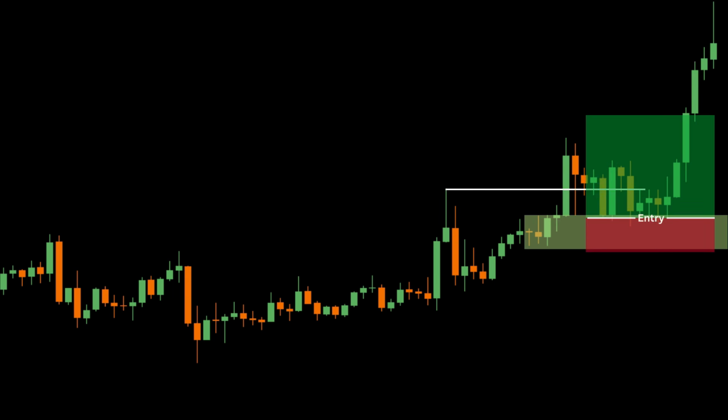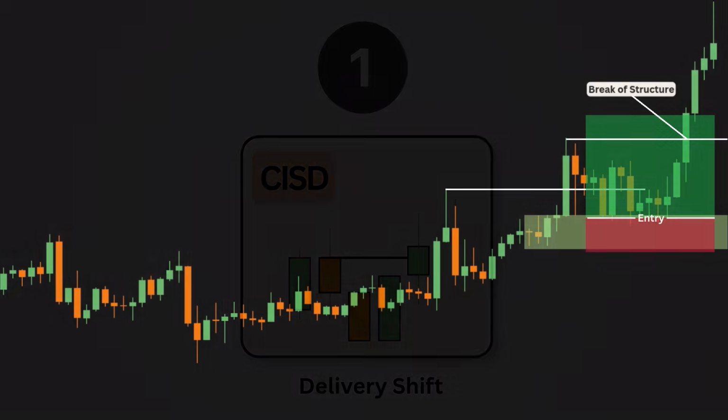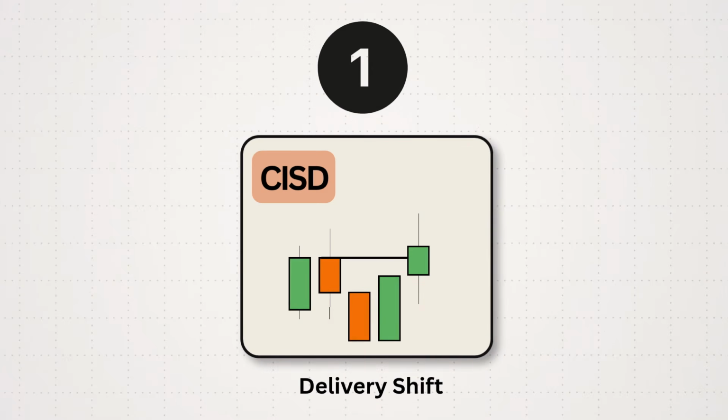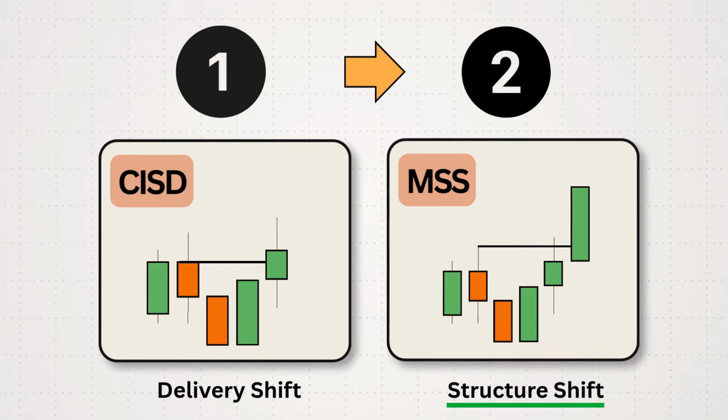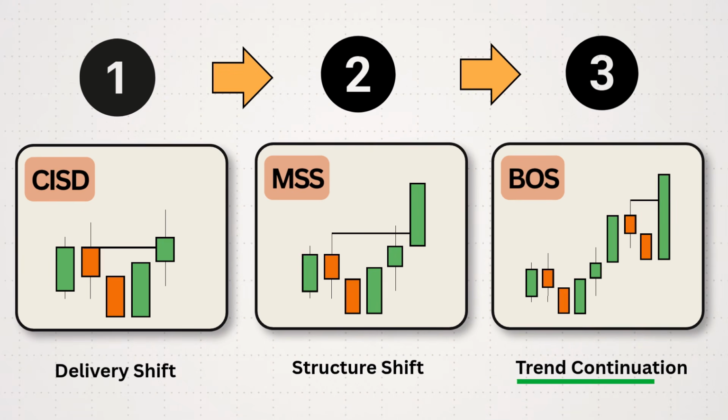And once again, price continues trending higher, and every time price successfully closes above a previous swing high with a candle body, that becomes another bullish BOS. So in many cases, the sequence looks something like this. First, we get the change in state of delivery, then the market structure shift confirmation, and finally multiple breakout structure confirmations as the trend continues expanding in the new direction.